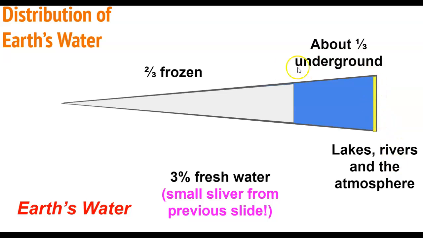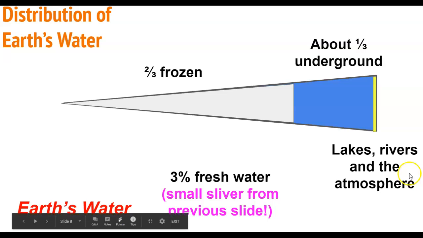So as you can see, this little sliver, 3%, 2/3 of it is frozen. 1/3 is underground, right here. And this little tiny yellow sliver represents all the lakes, rivers, and the atmosphere that contain water.